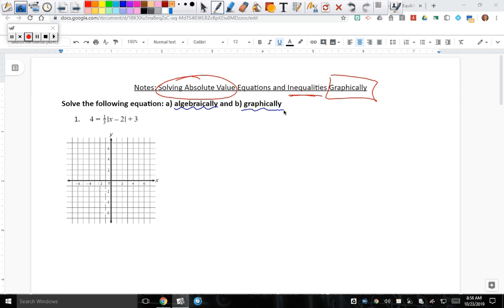I'm going to subtract the 3 because my goal algebraically is to isolate that absolute value. Okay, from here, I would get rid of the 1/3 by multiplying both sides by 3, and I would get to something that looks like this.